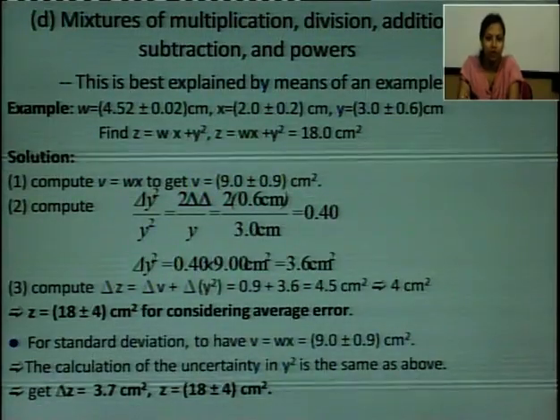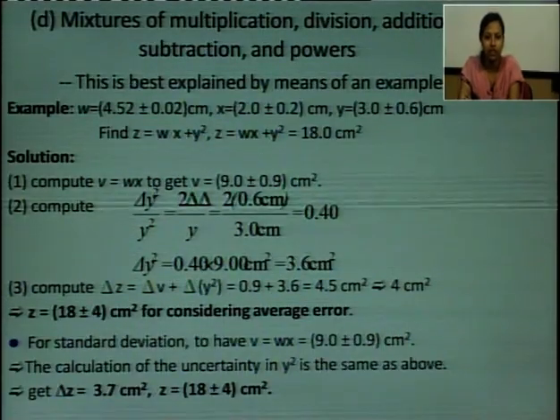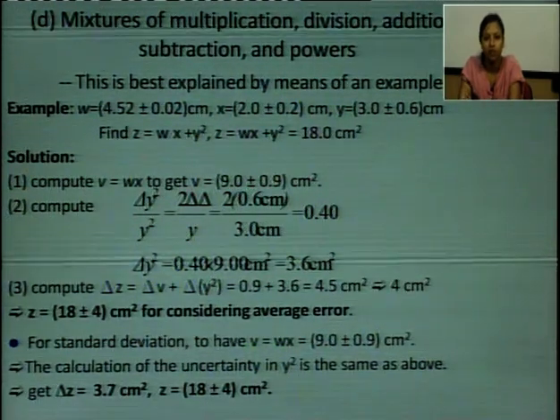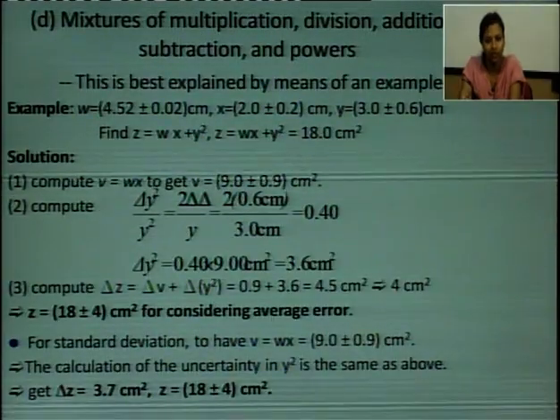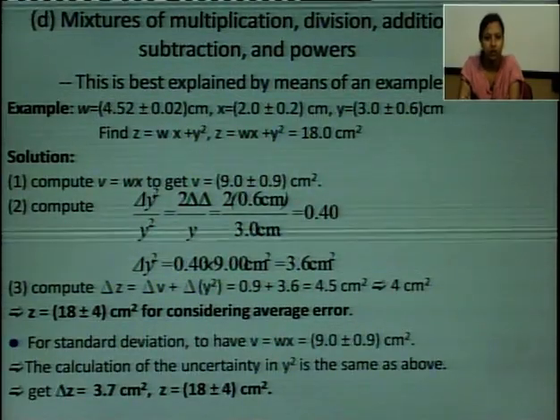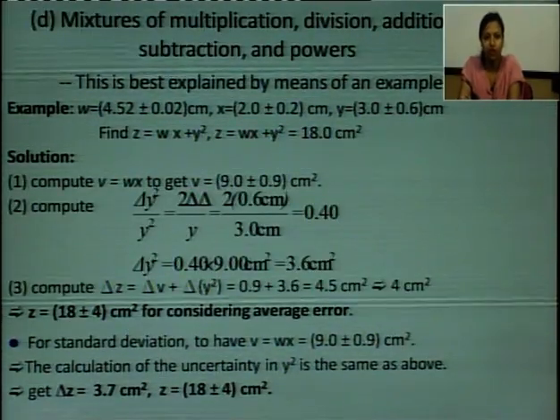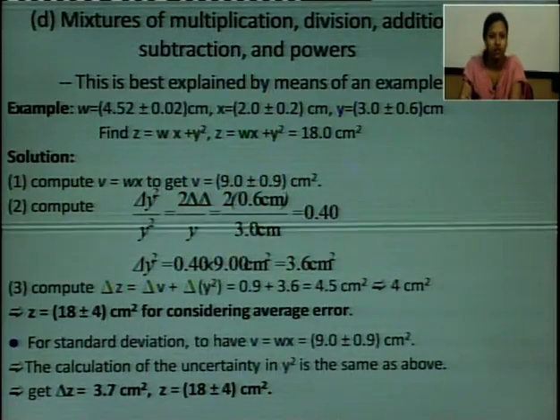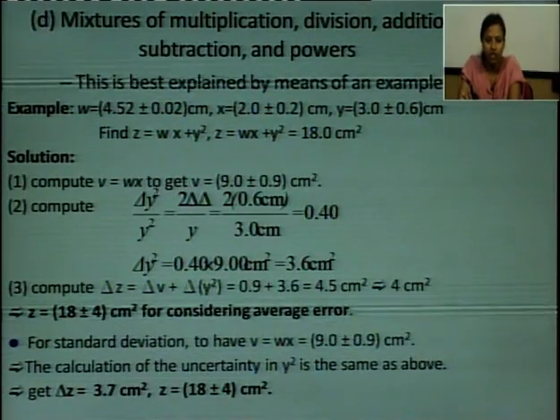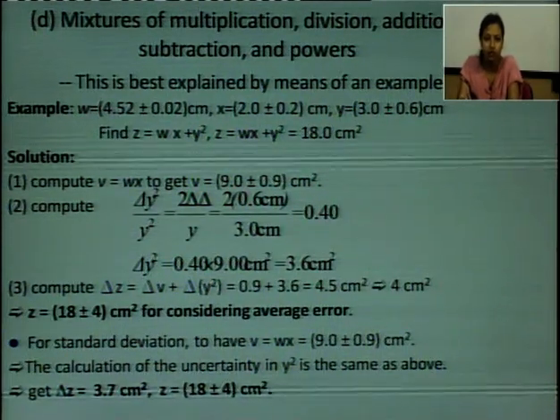Next, to compute delta y square upon y square, it is equal to 2 into 0.6 upon 3, it is equal to 0.4. So delta z is equal to 0.9 plus 3.6, it is equal to 4.5 centimeter square, and it is approximately equal to 4. So z is equal to 18 is the central value and 4 is the error involved for the average error. But if we are taking the standard deviation, then the error involved is almost the same, it is equal to 3.7 and it is approximately equal to 4.